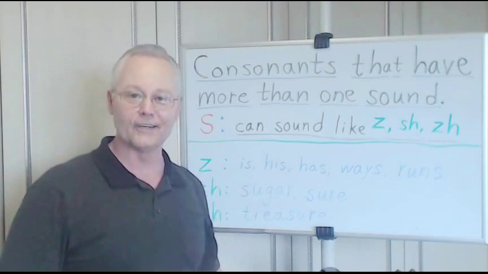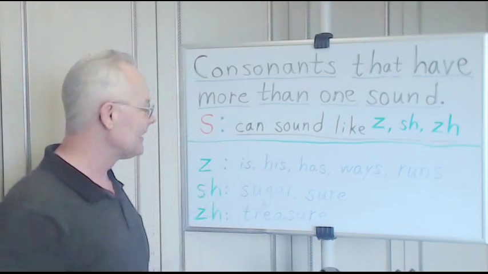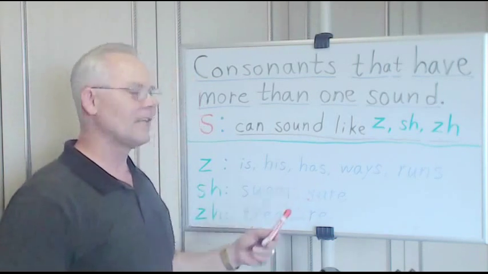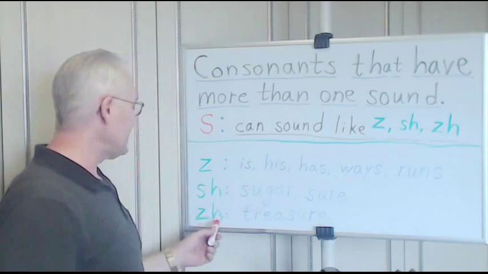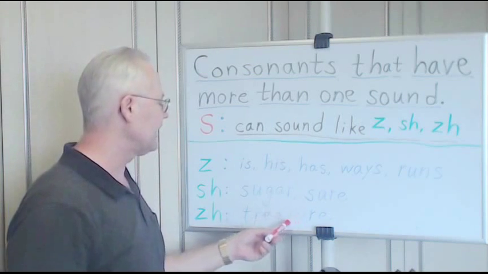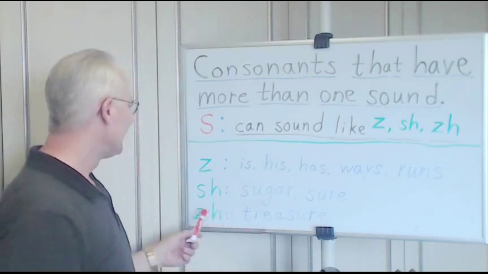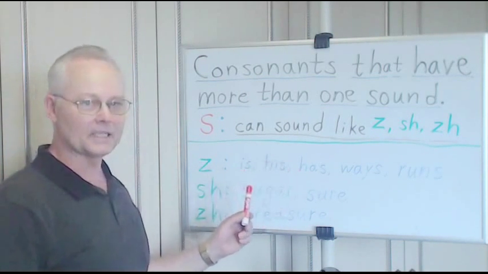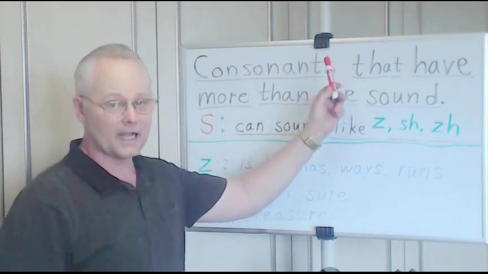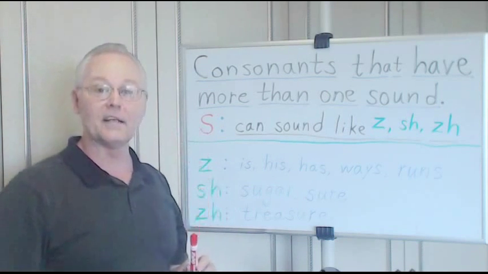Sure. Will you help me? Oh, sure you will. Come on, give me a hand. Sure. Or surely. I'll surely be there on time. Kind of like certain. Okay, Z-H: treasure. Can you hear that in here? Treasure. That's kind of an oddball. Okay, but here we have our different sounds for S. So that covers the three consonants that have more than one sound: C, G, and our friend S.